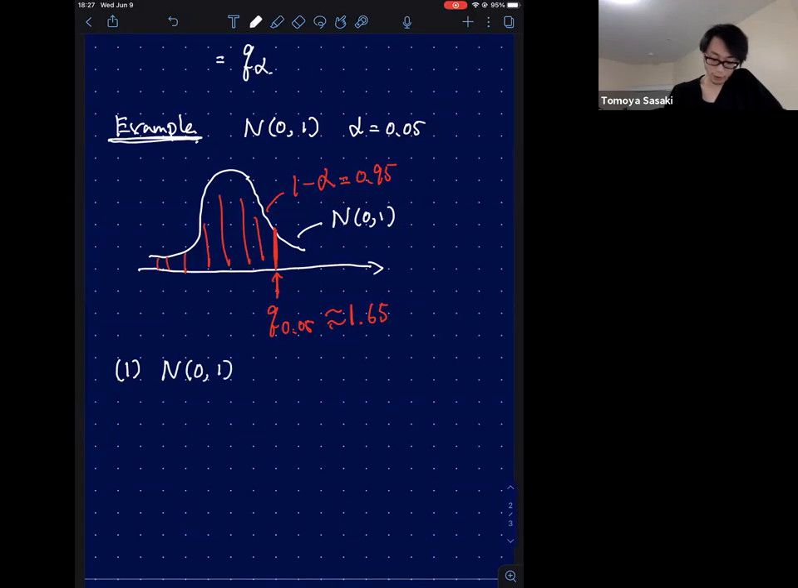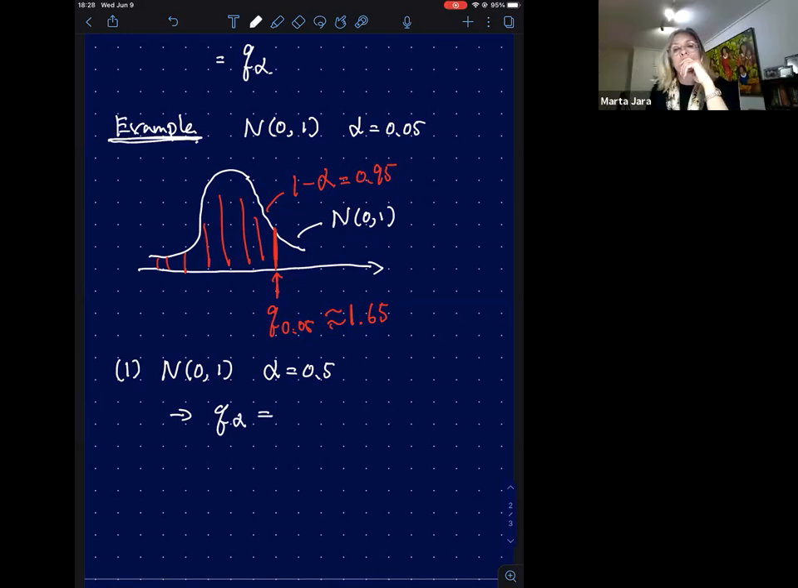So first, let's stick with our current example, normal distribution with mean 0, variance 1. And let's say our alpha is 0.5. Then what do you think this quantile is? Quantile alpha.